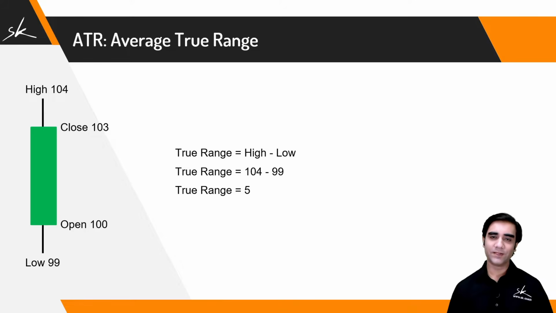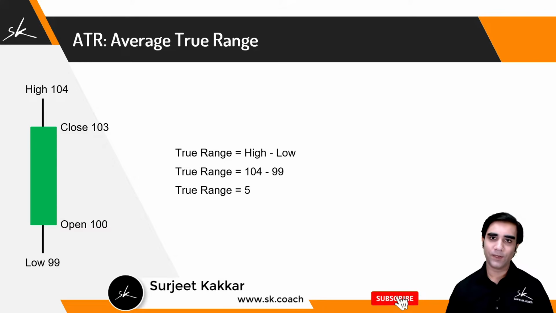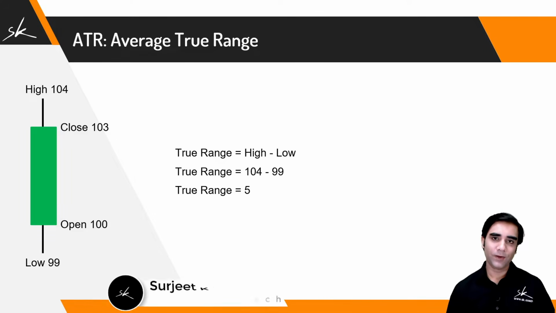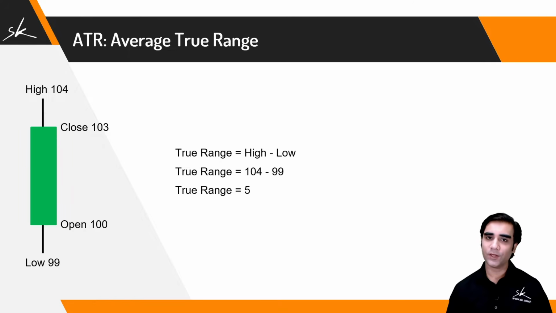What this is telling me is that on this specific day, the stock made a move from the low to the high of 5 rupees. Whenever we talk about the true range, it is basically the range of that candle for that specific period. Like in this case, we are talking about a daily chart. If I'm looking at a 5-minute chart, then it's how much did the price move in that 5 minutes. If I was looking at a 15-minute chart, how much did the price move in that 15 minutes. So it's just the range of the price move from the low to the high in that specific interval.